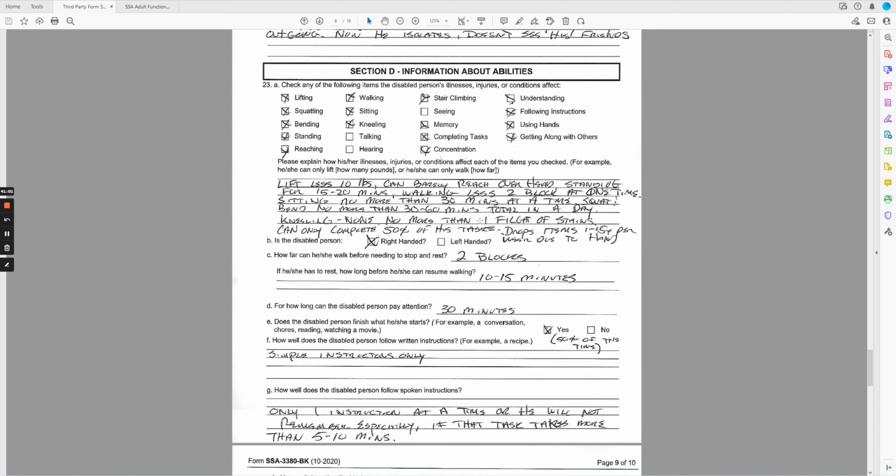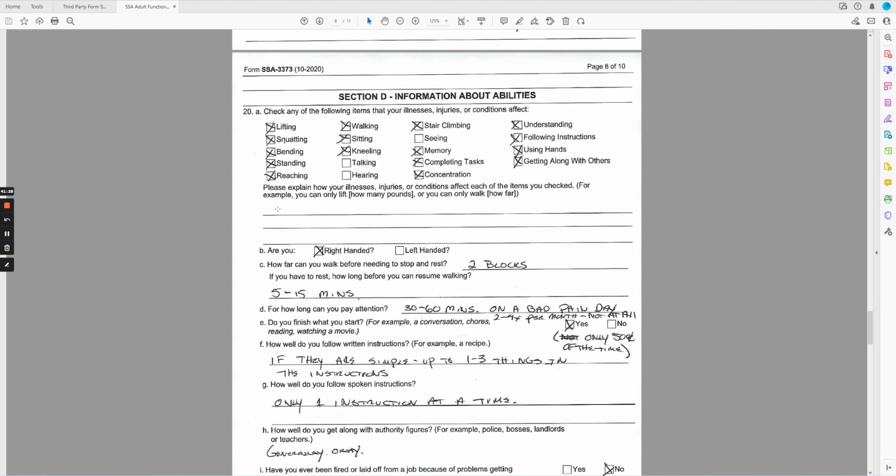Total in a day kneeling, none. No more than 1 flight of stairs. Can only complete 50% of his tasks. Drops items, 1 to 15 times per day due to his hands. So, do your best to fill this out. If you don't know, don't address it or just say, I don't know. If the disabled person is right or left-handed, that information, if you're not sure, is also going to be here on the adult function report that the disabled person filled out.